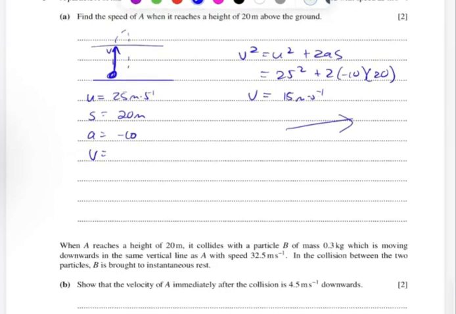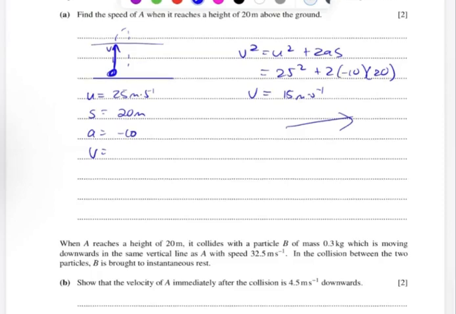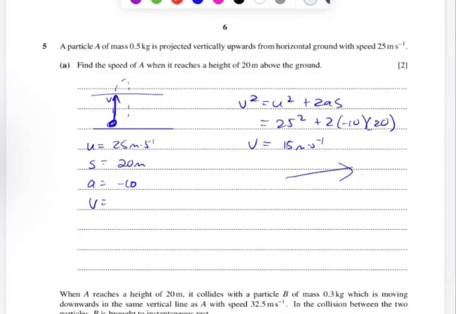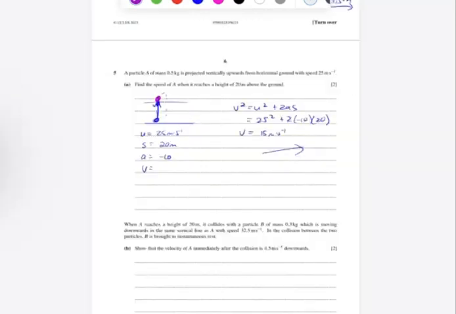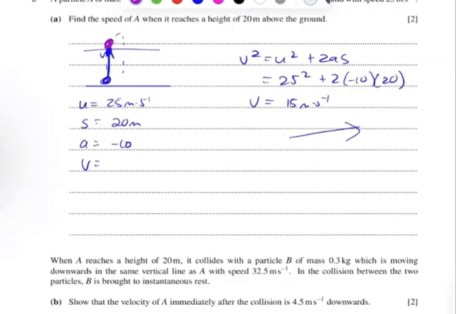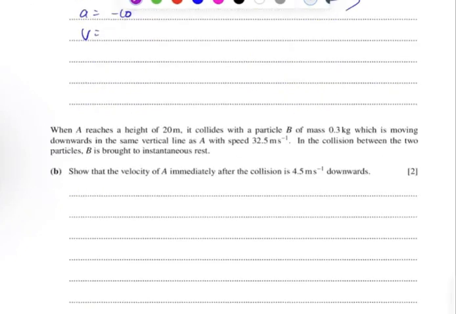That was really nice of them to make us figure out what speed it's going to collide with. So when it reaches a height of 20 over here, it is colliding with particle B of mass 0.3 kg, which is moving downwards in the same vertical line, and it's given us a nice speed of 32.5. In the collision between the two particles, B is brought to instantaneous rest. Show that the velocity of A immediately after is 4.5 downwards.